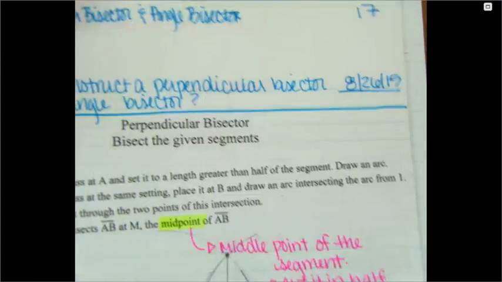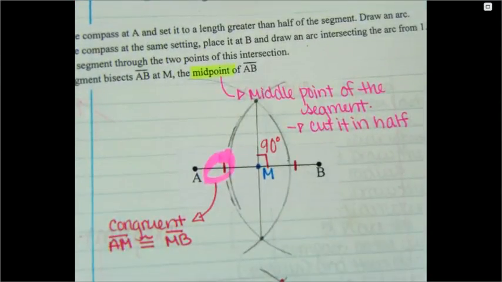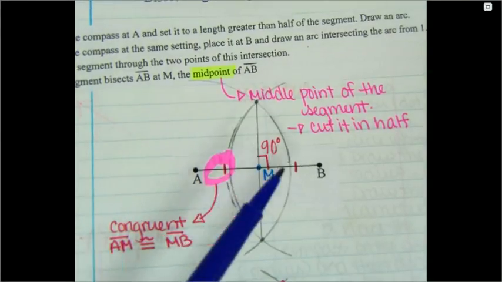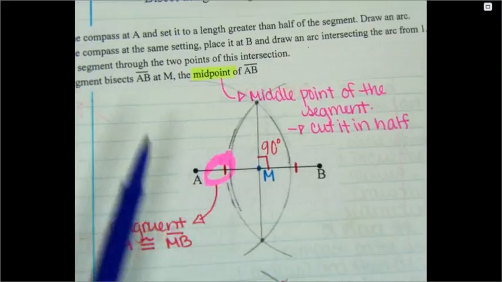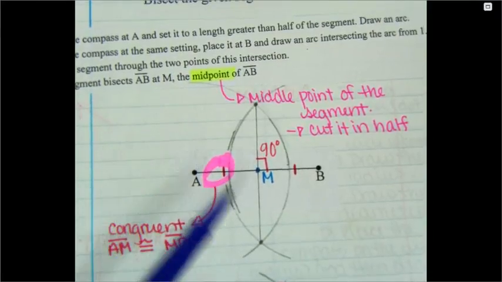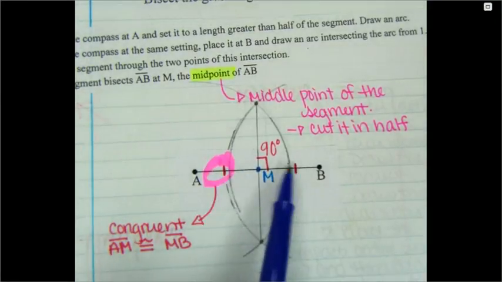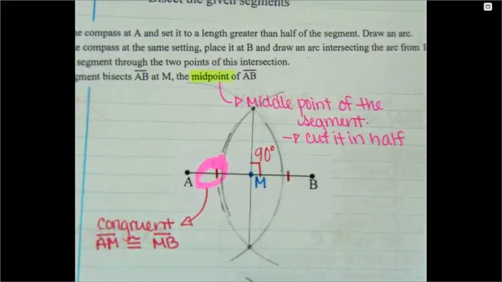How many of you remember doing this? Perpendicular bisector means it intersects at what? 90 degrees. Perpendicular means it hits at 90 degrees. Bisect means to cut in half.